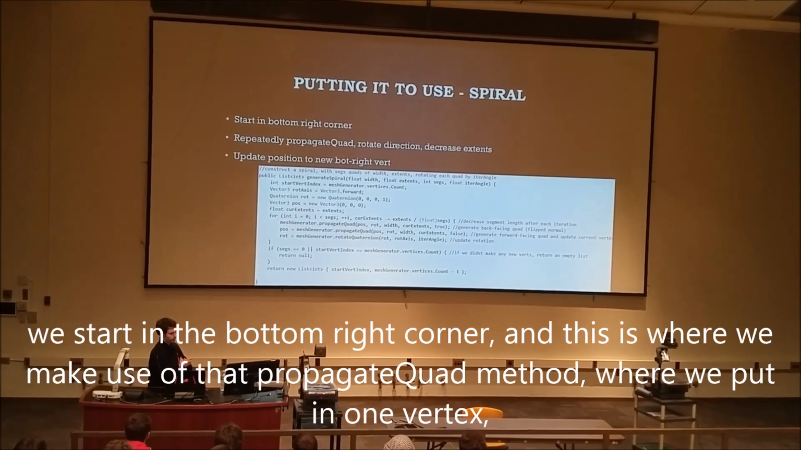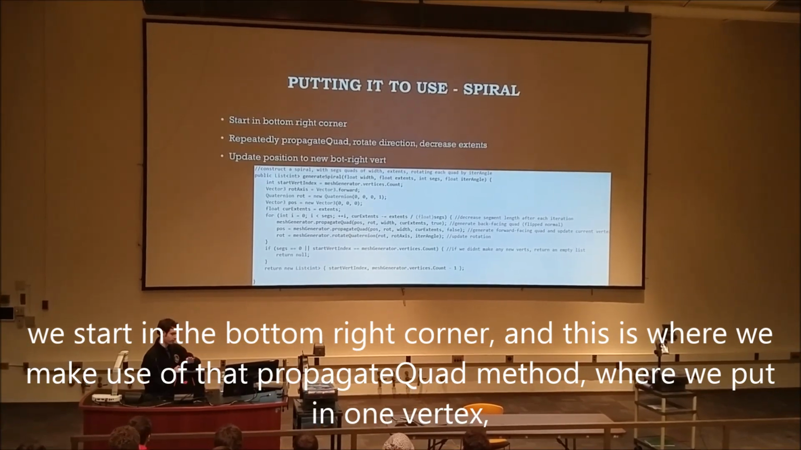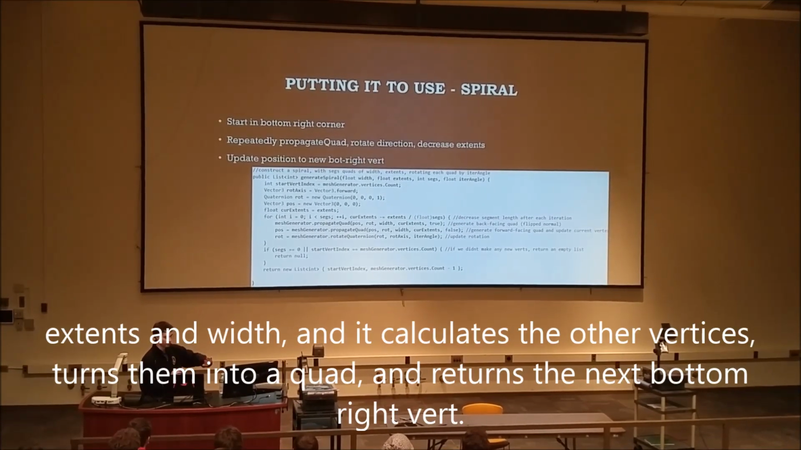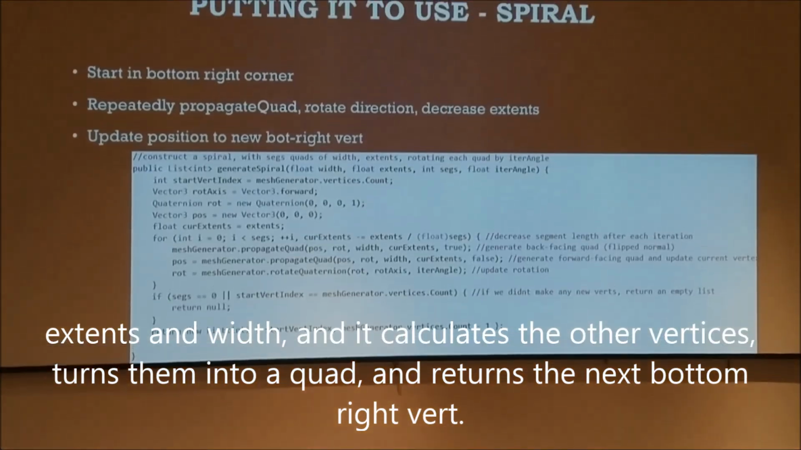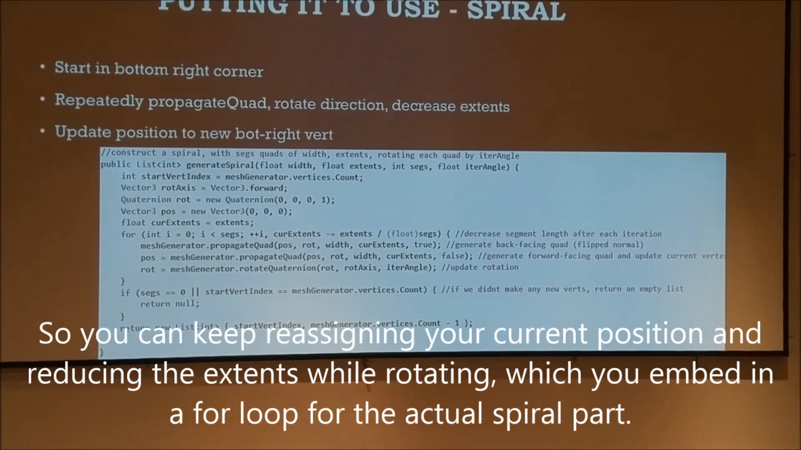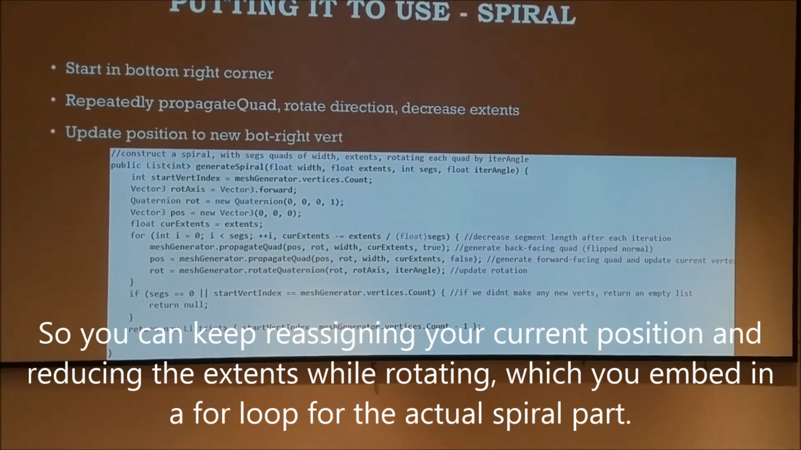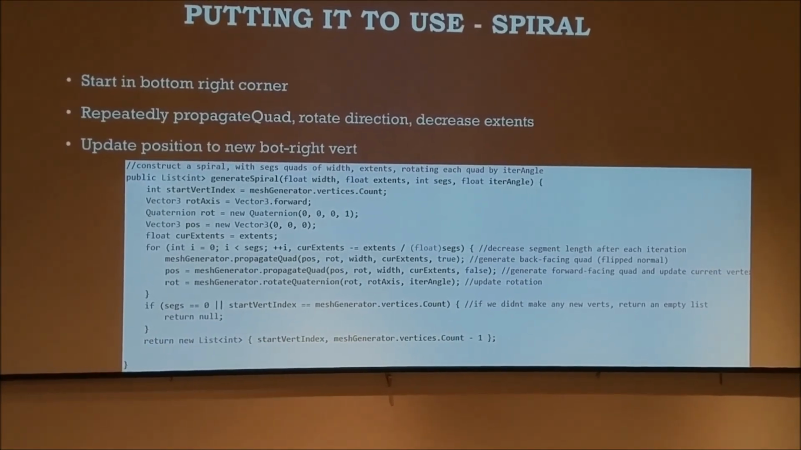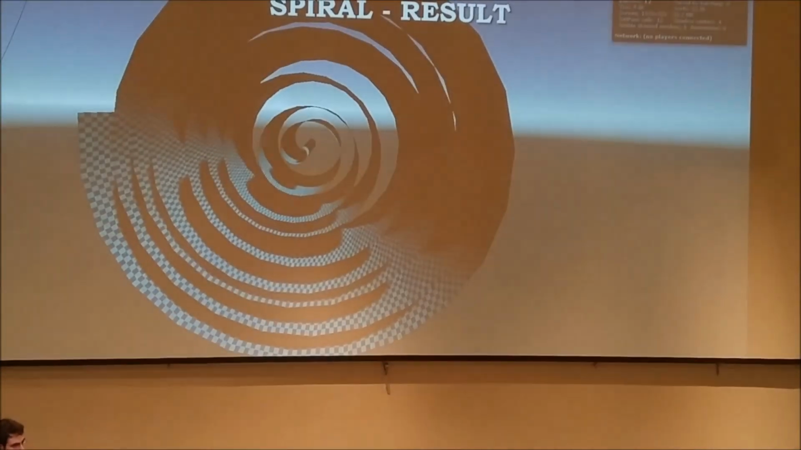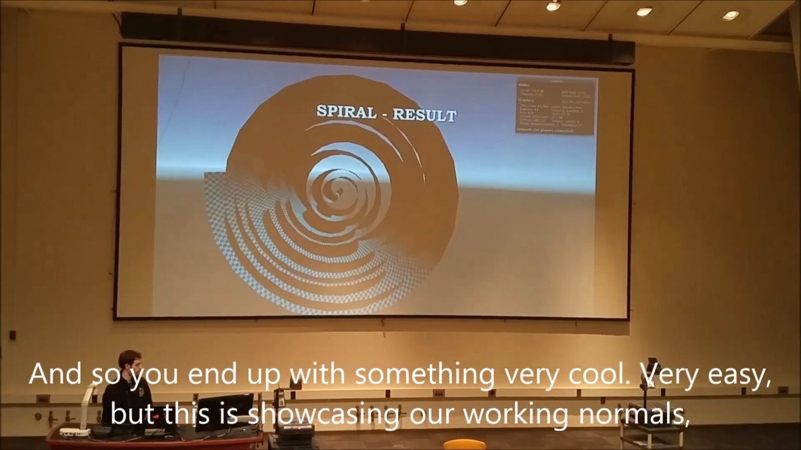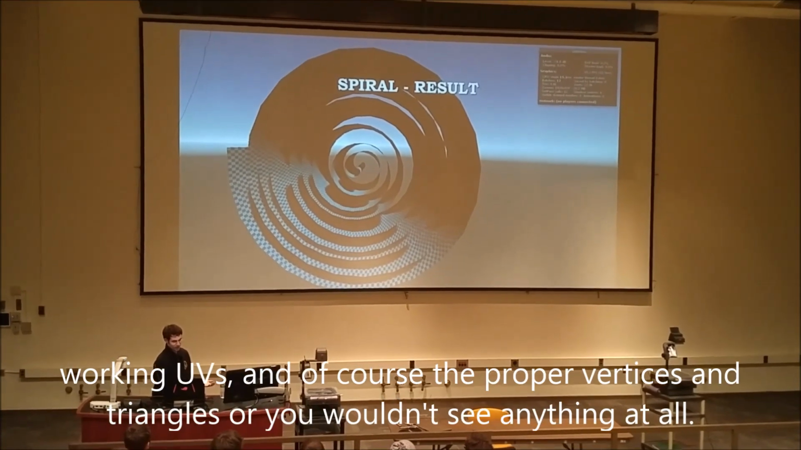We start at the bottom right corner, and this is where we use that propagate quad method, which again takes in one vertex, an extent, and a width, and calculates the other three vertices, turns them into a quad, and then returns the next bottom right vertex. So you can keep redefining your current position, and if you decrease the extent as you go, you do that for loop going down the way of the spiral. This is very basic, but this is the result of that, with all of our components.